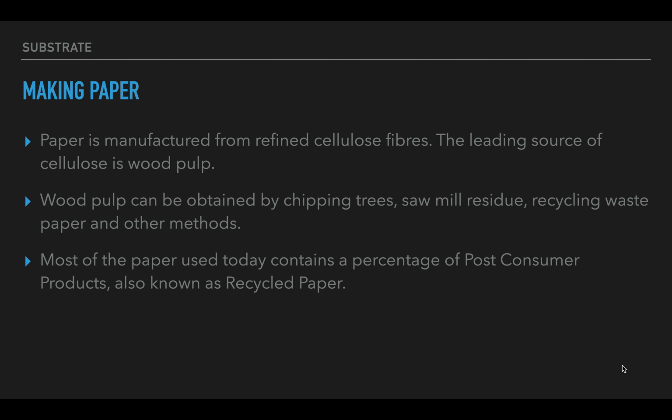Making paper. Paper is manufactured from refined cellulose fibers. The leading source of cellulose is wood pulp. Wood pulp can be obtained by chipping trees, sawmill residue, recycling waste paper, and other methods. Most of the paper used today contains a percentage of post-consumer products, also known as recycled paper.